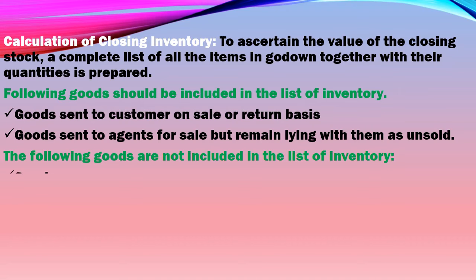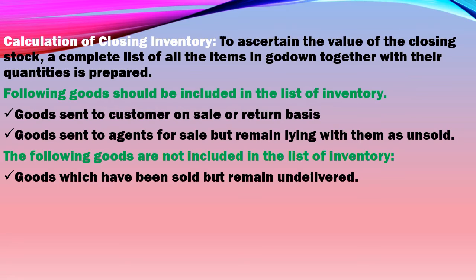The following goods are not included in the list of inventory: goods which have been sold but remain undelivered. So you have sold goods but they are still not delivered to the customer, so you cannot include them in inventory, because they are already out of your inventory even though they are not delivered to your customer.